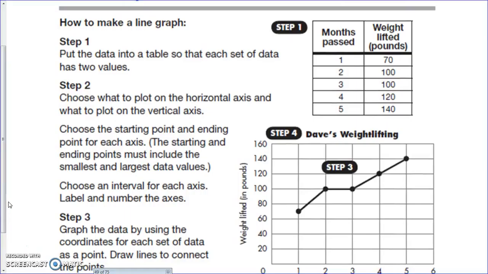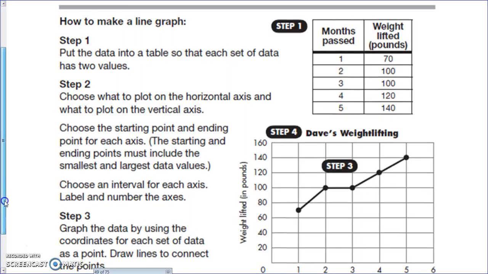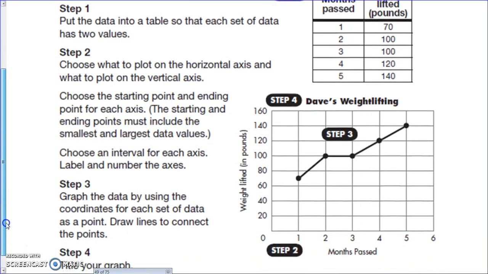Choose the starting point and ending point for each axis. The starting and ending points must include the smallest and largest data values. Choose an interval for each axis and label and number the axes. So if we look at step 2, across the bottom, they put the months past. They numbered from 0 to 6 there, and I've labeled it months past. On the vertical axis, going up and down, we have numbered from 0 to 160, and they've gone up by 20. And then they've told us it's weight lifted, and they told us it's in pounds.